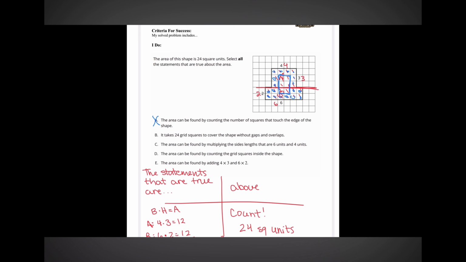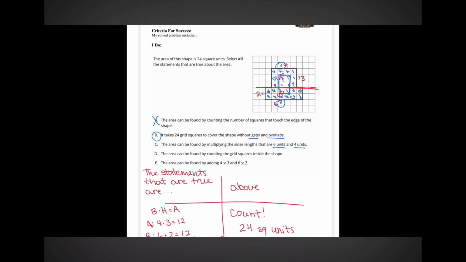It takes 24 grid squares to cover the shape without gaps and overlaps. Make sure to define gaps and overlaps, but this one is true. We can count it up, or we can calculate it either way. The area can be found by multiplying the side lengths of 6 units and 4 units. Well, that's actually this here and this here, just opposite sides of the shape. That is not part of how you would calculate it. It does happen to be 24 in this case, but that's kind of random. It's not actually how you find it, and it won't consistently get you correct answers.